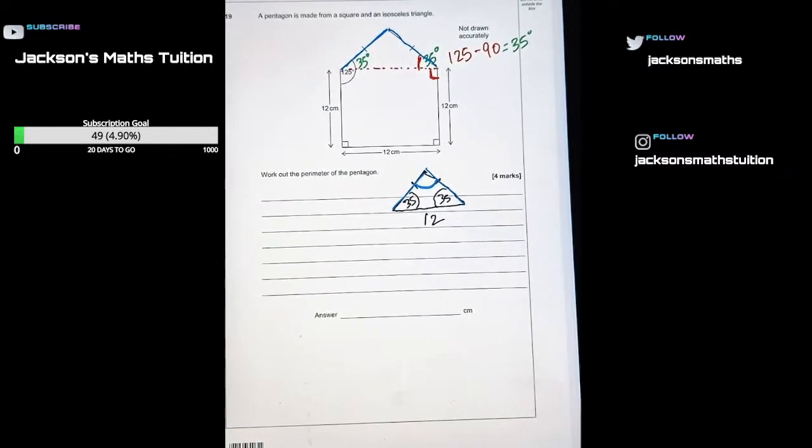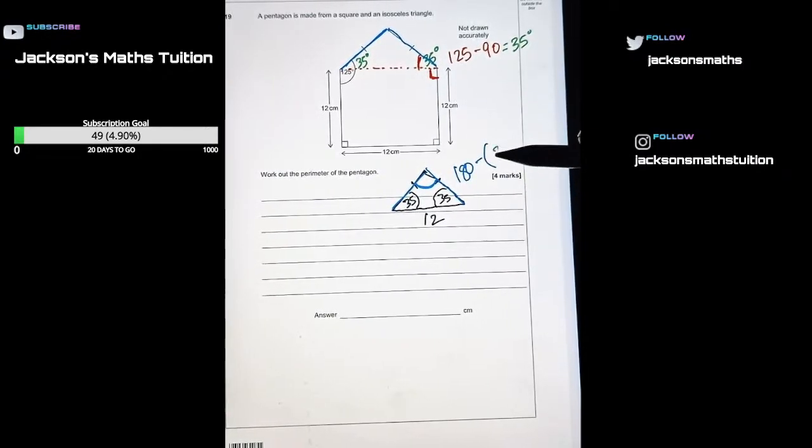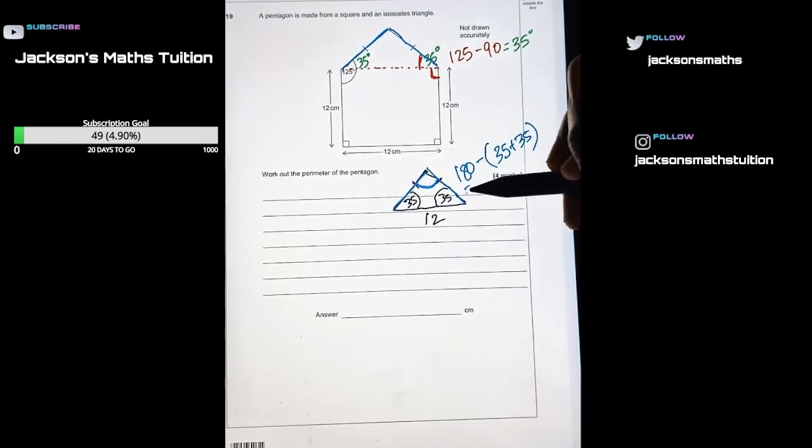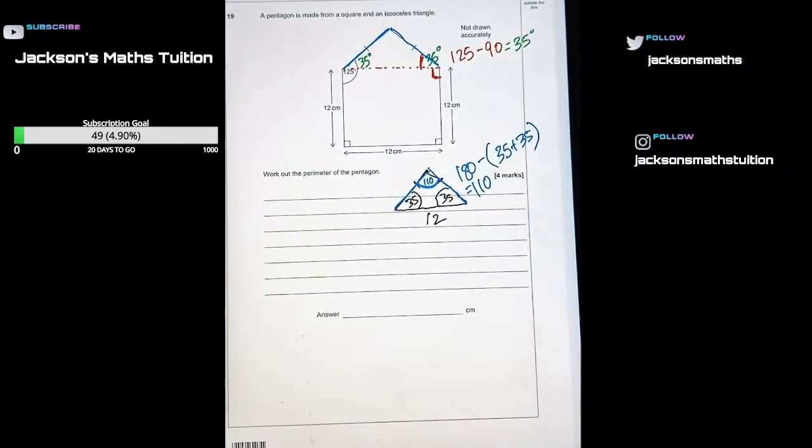Okay? But I'm going to use the sine rule, just for the sake of practicing the sine rule. If you choose to use the cosine rule, no problem. Okay, so if I'm using the sine rule, I'm going to work out this angle here. So I'm going to do 180, take away 35, take away 35. And that's 70, so this is 110. So this angle here is 110.